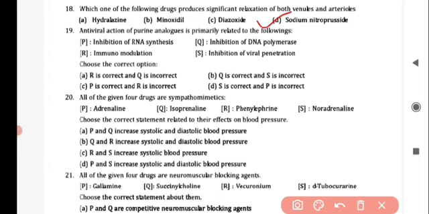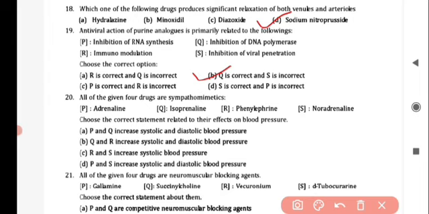Next question is, antiviral action of purine analogs is primarily related to the following. P is inhibition of RNA synthesis, Q is inhibition of DNA polymerase, R is immunomodulation, S is inhibition of viral penetration. Now choose the correct option. So the correct answer for this is option B, that is Q is correct and S is incorrect.